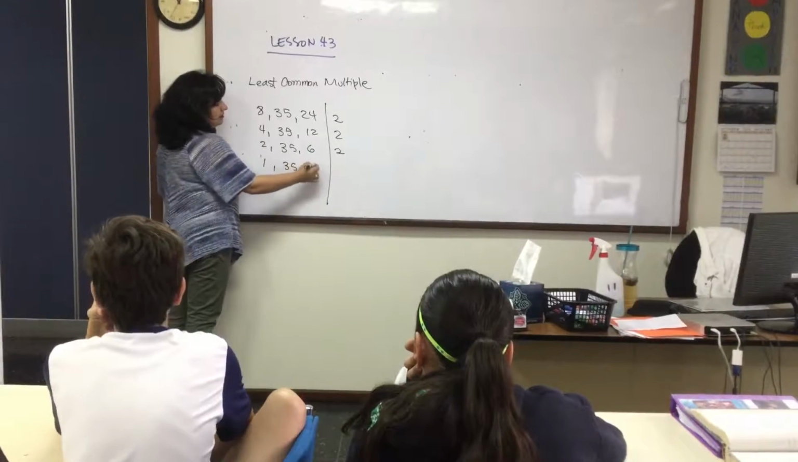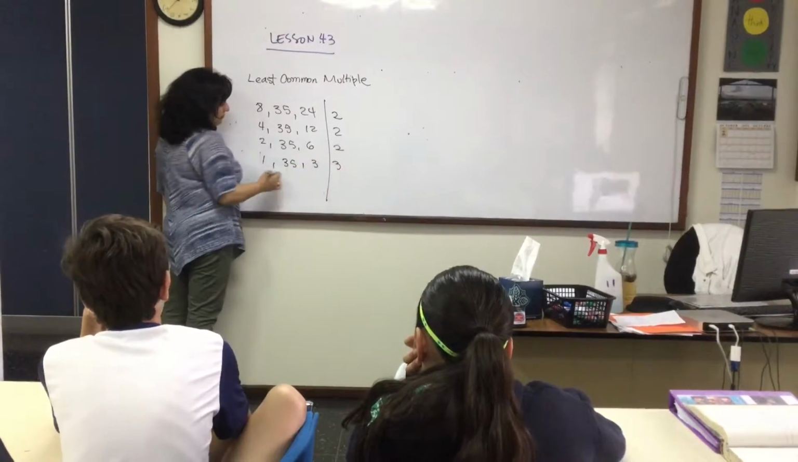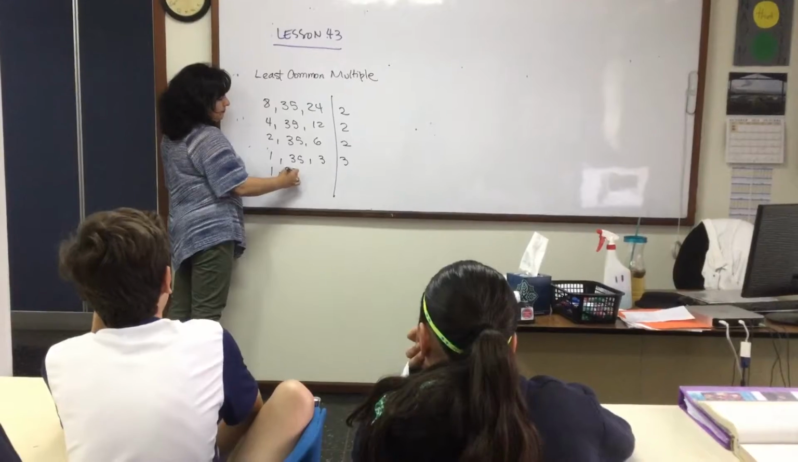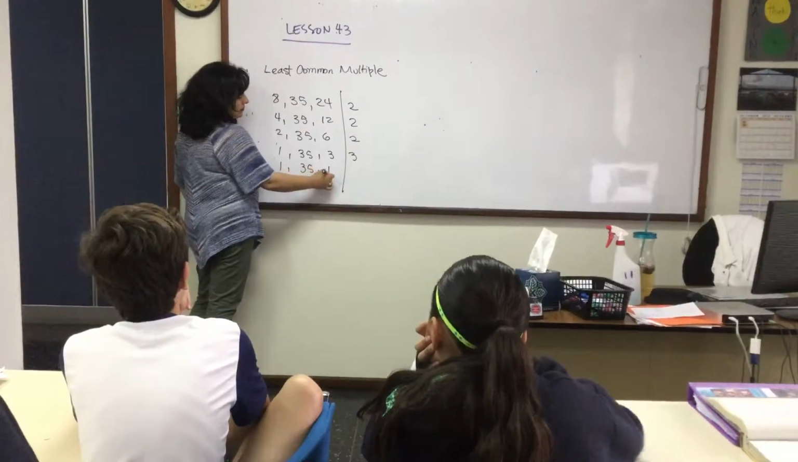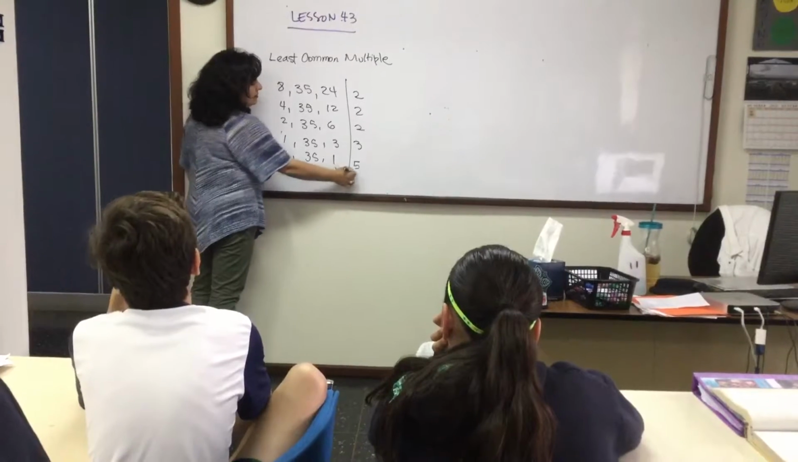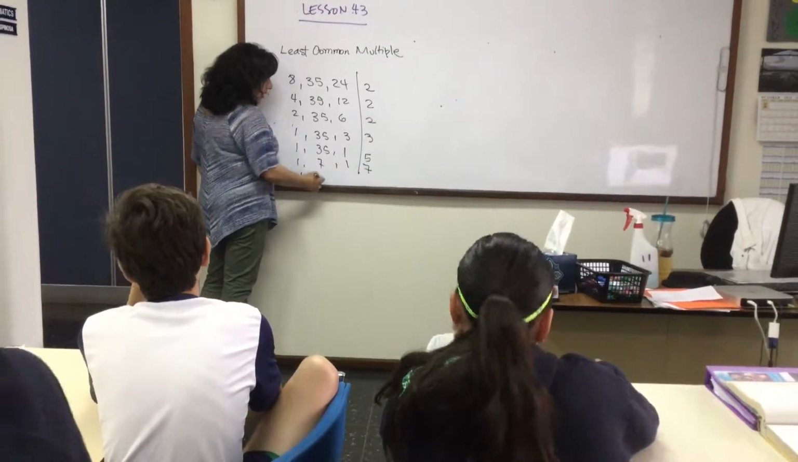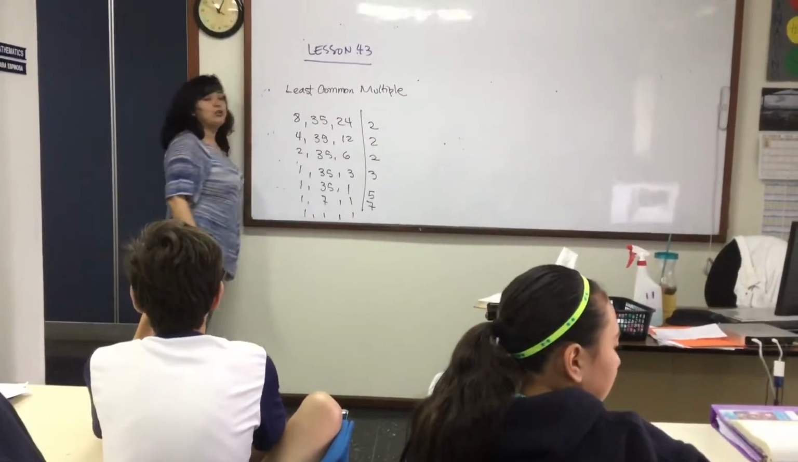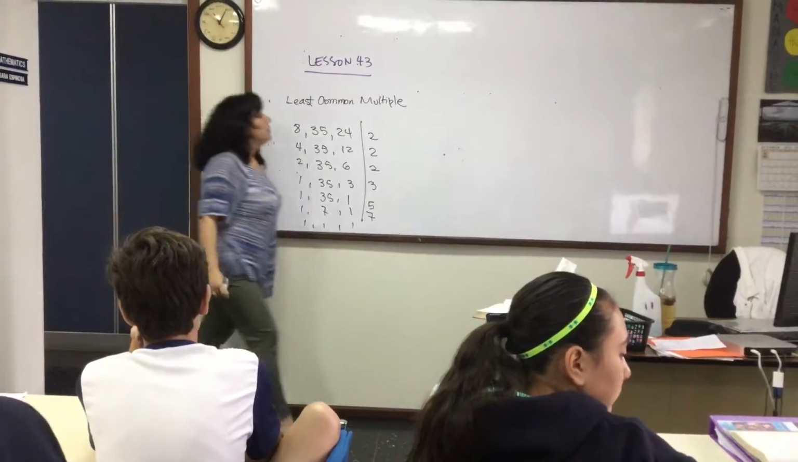35, 3, and then 3 again. And 3, 1, 35. Yes, and then 1. And then 5, and then 5. 1, 7, 1. And then 7, 1. Okay. Now I have them all down to 1. What do I do now? 2 times 2 times 2 times 3 times, very good.